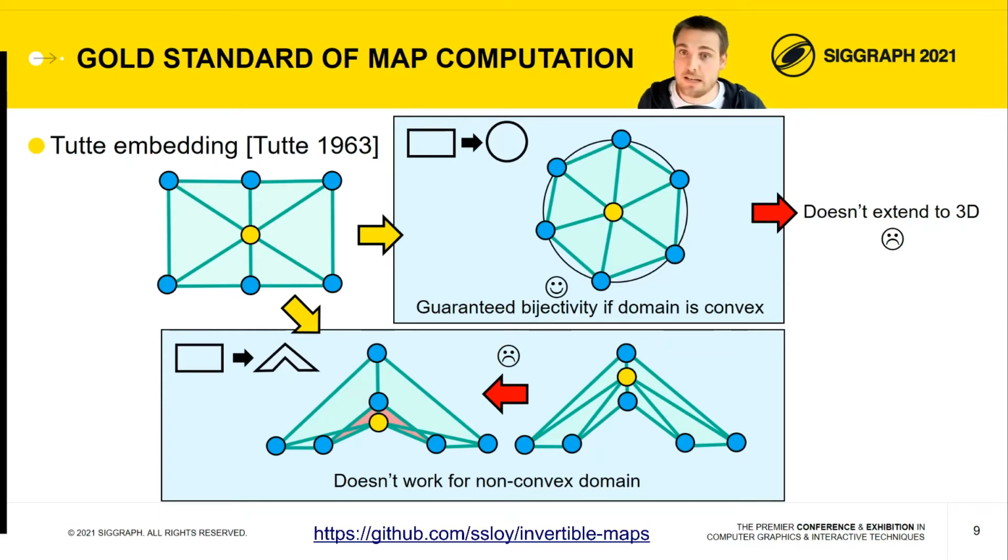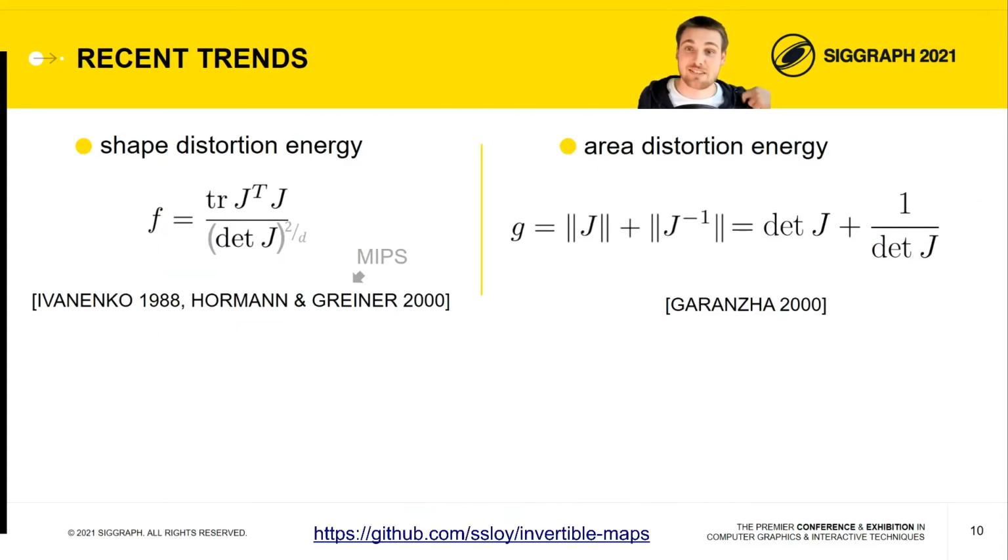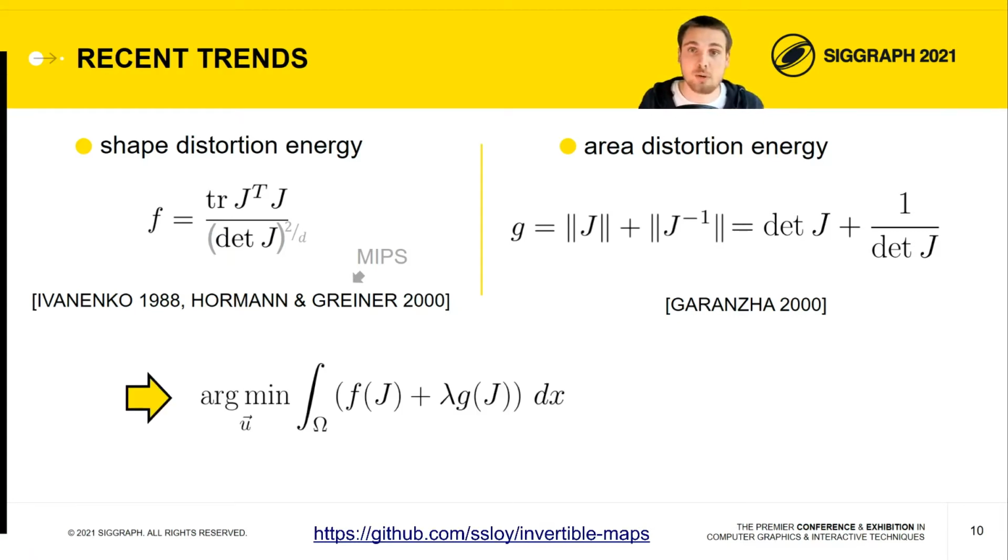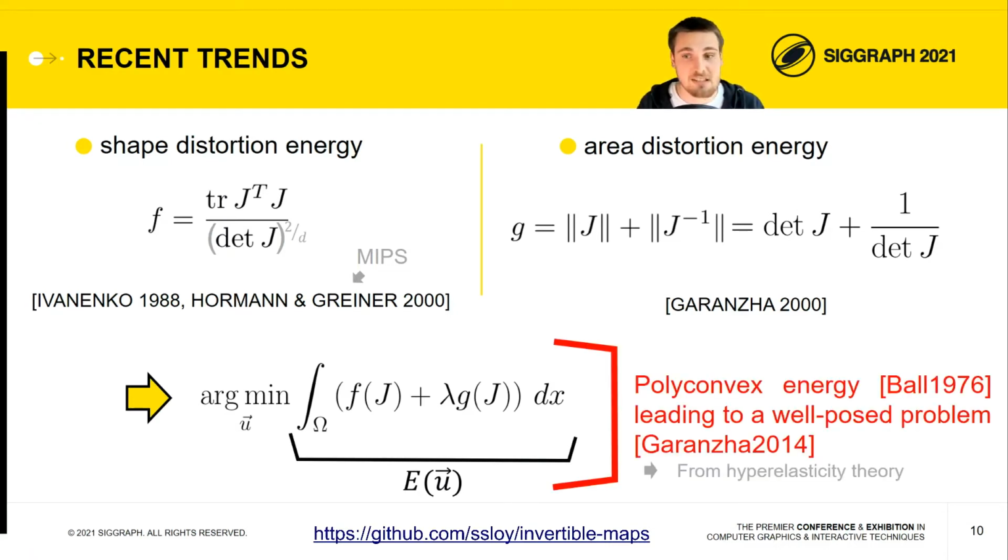What we hope for is to have an energy such that if we find the minimum of this energy, we obtain a valid mapping. The recent trend is to use a mix of two energies. The first one, which is a shape distortion energy, and the second one, which is an area distortion energy. We combine those two and obtain an energy, E, which is a polyconvex energy, which means that it is a well-posed problem, which comes from hyperelasticity theory.